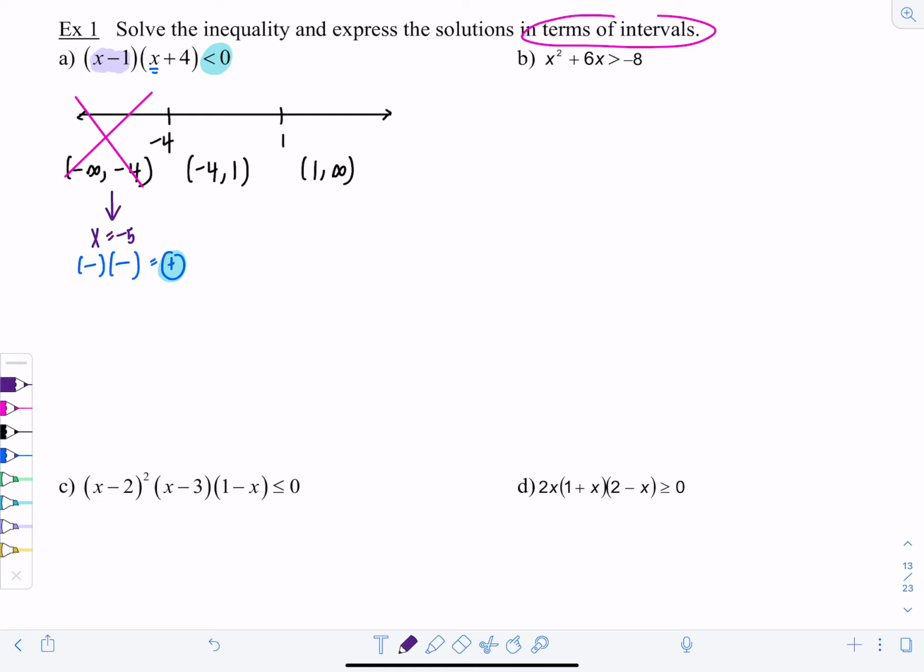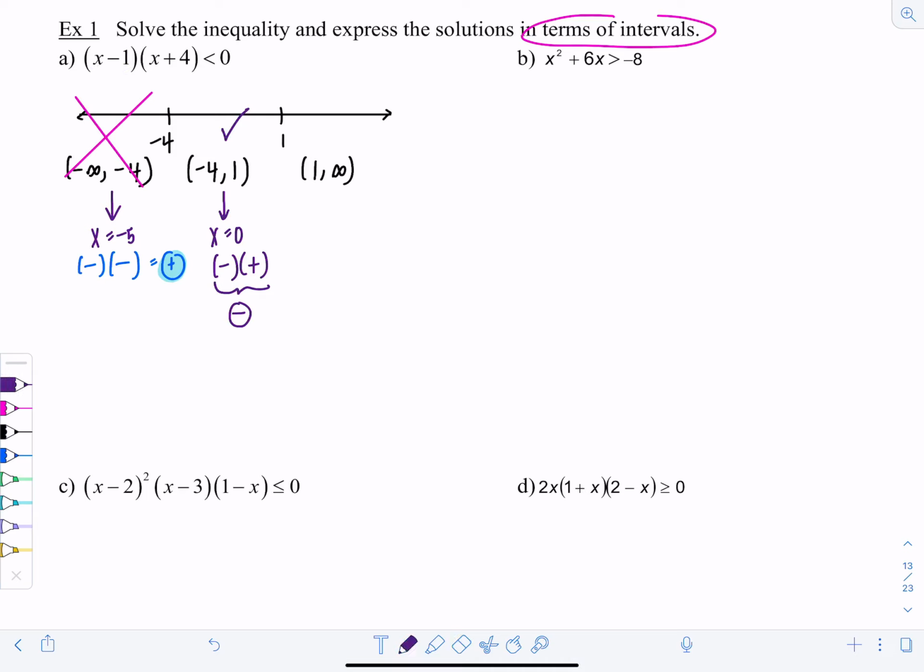Okay, moving on. Now let's test the next interval. What lies between -4 and 1 that you want to test with? I like 0. That's a nice one to test with. So 0 minus 1, if I plug 0 into that first factor, that's going to be negative. And then 0 plus 4, that's going to be positive. And we know a negative times a positive is going to give us something that's negative. Are negative numbers less than 0? Does that satisfy the inequality? It sure does. So that interval in the middle works. All right, good.